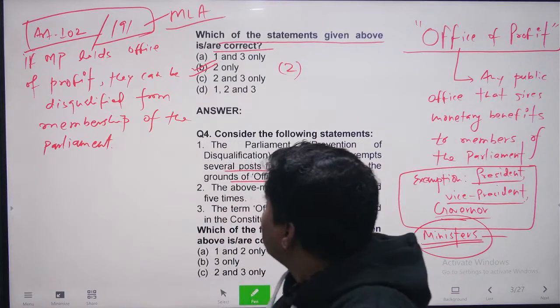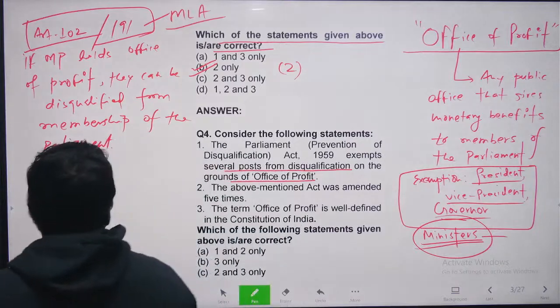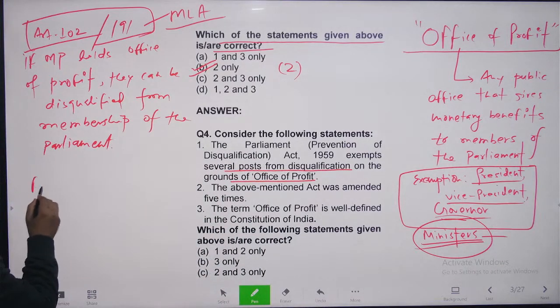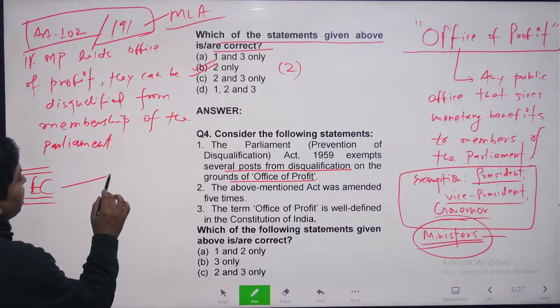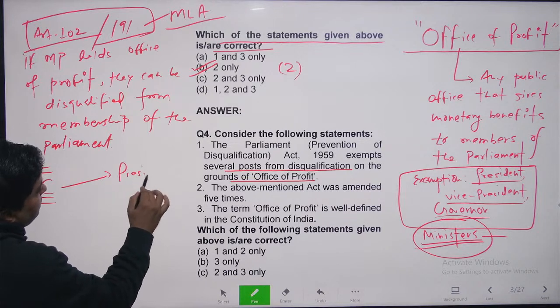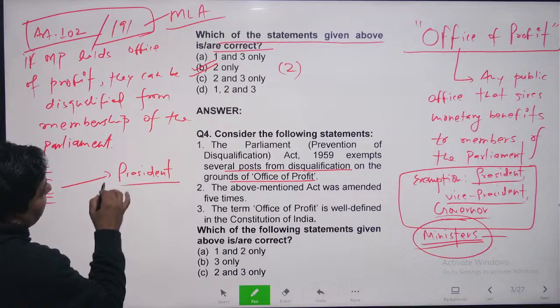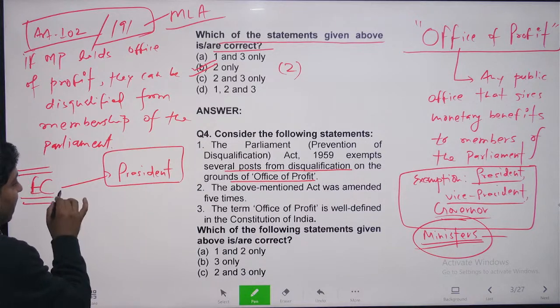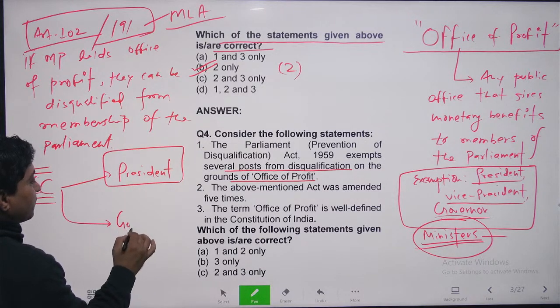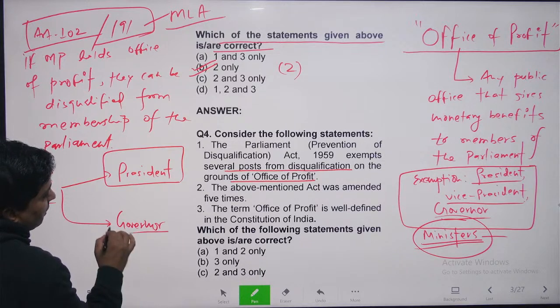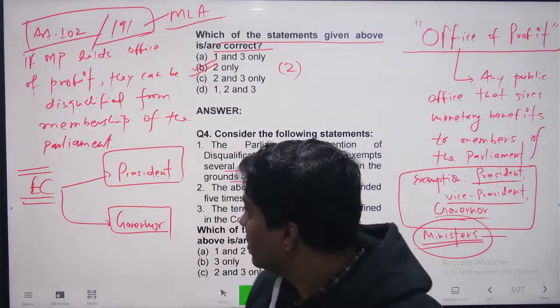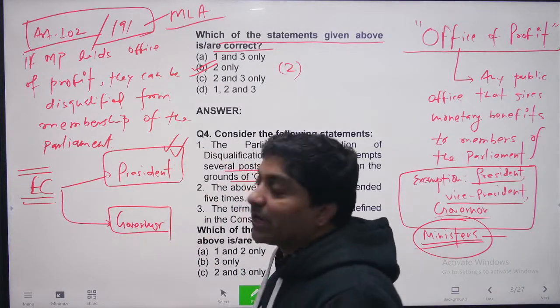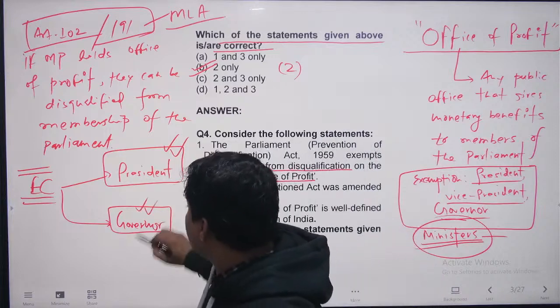Now let me tell you, in this case, who takes the decision? Basically, the Election Commission. They investigate the case, and the Election Commission gives a recommendation to the President in the case of the parliament, or to the Governor in the case of the state assembly. And then the President or the Governor takes the decision accordingly.